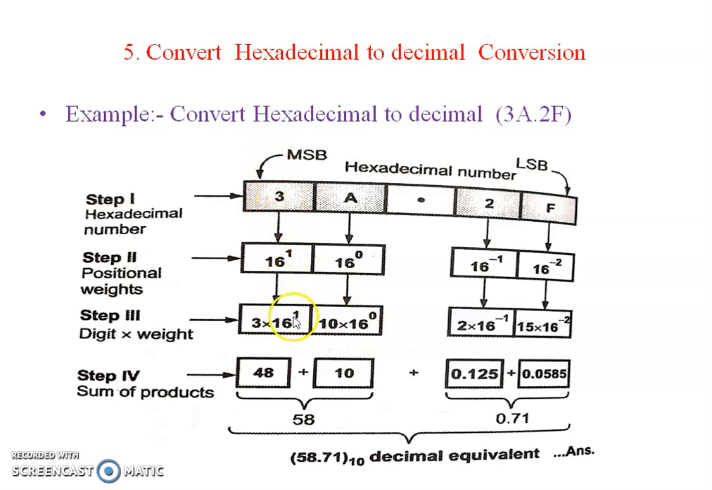For 3, 3 into 16 raised to 1, here as it is same. Now our fourth step is to find the sum of products to obtain the decimal equivalent of the given hexadecimal number. So here 10 into 16 raised to 0, that is 10, 3 into 16 raised to 1, that is 48. So the final answer is 58, and here 0.71. So here our final answer is 58.71 to the base 10. It means that we have converted a hexadecimal number to the decimal format.